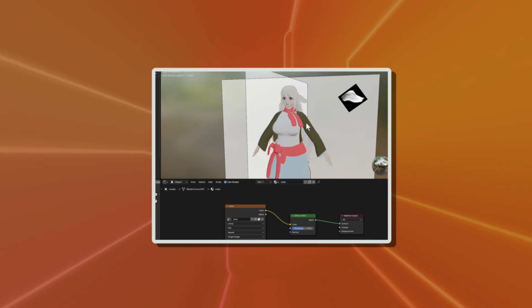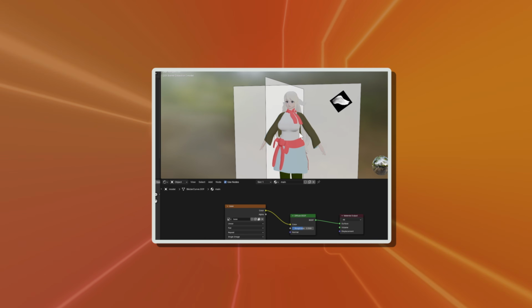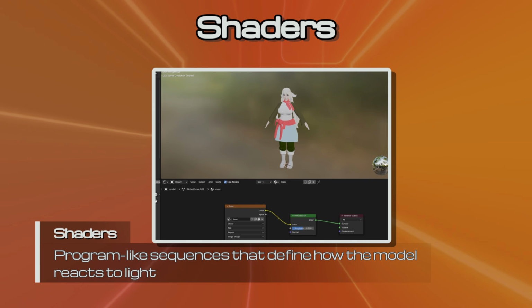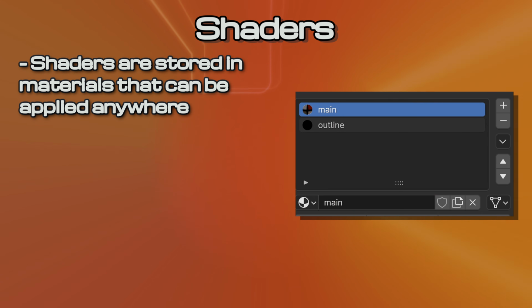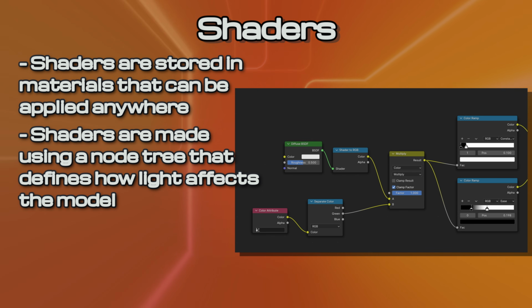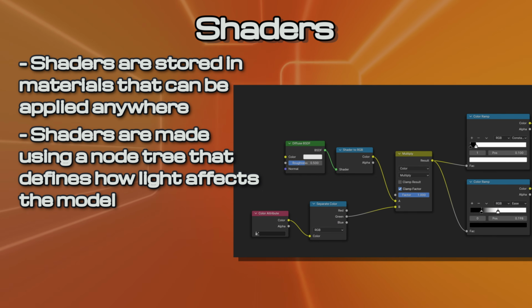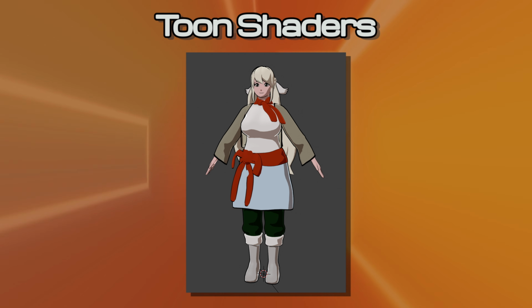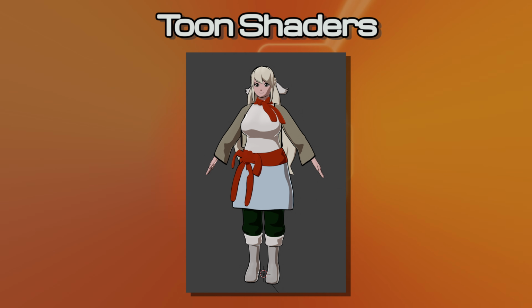To complete the look and combine the UVs and textures, that's where a shader comes in. Shaders are program-like sequences that define how your 3D model reacts to lights and shadow. These shaders are stored in materials that can be applied to anywhere on your model. To program a shader, Blender provides a node system where you would connect nodes with unique functions together to form an output. I'll be showing you how to make what's called a Toon shader, a common type of shader that uses hard shadows, making a 3D character look more cartoon-like.